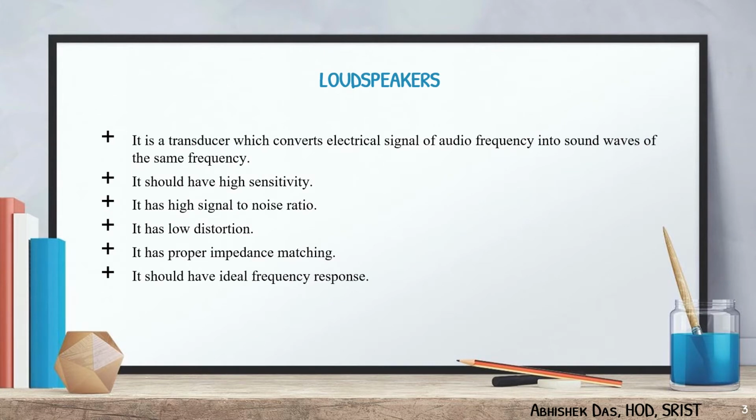A loudspeaker is a transducer which converts an electrical signal of audio frequency into a sound wave of the same frequency. Its characteristics are different from a microphone. It is the output device whereas the microphone is the input device.